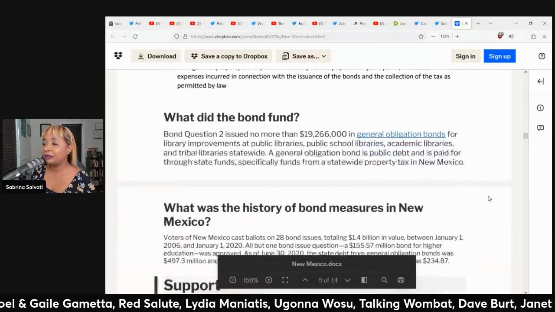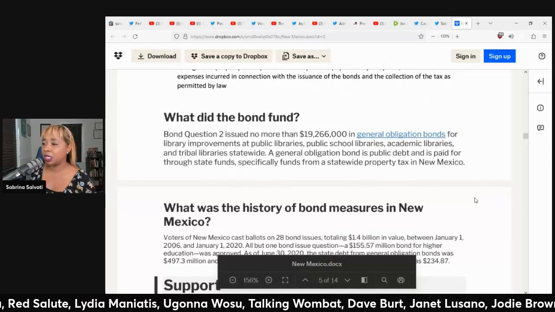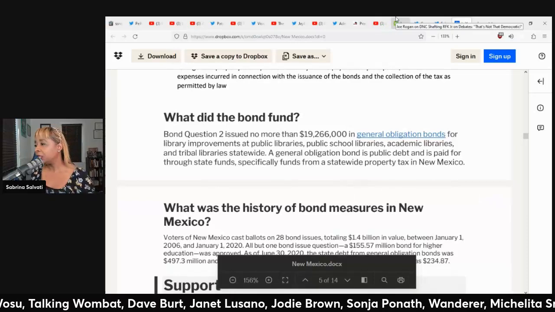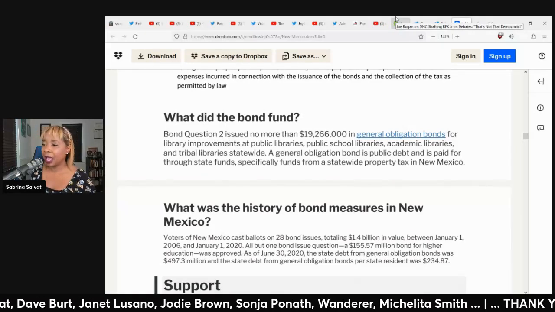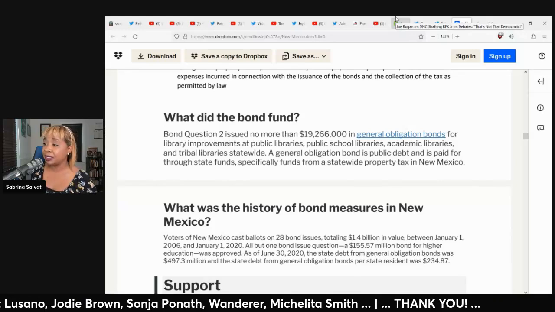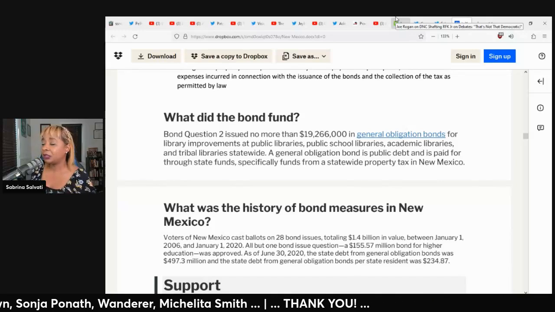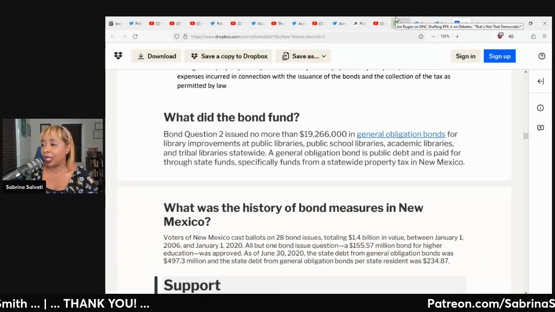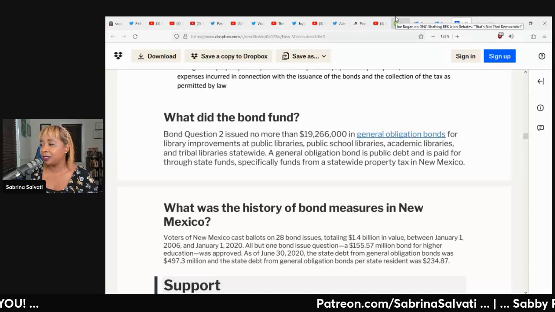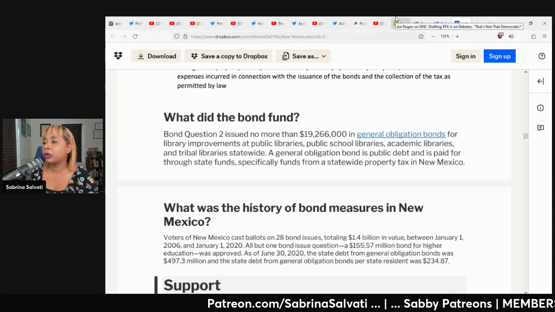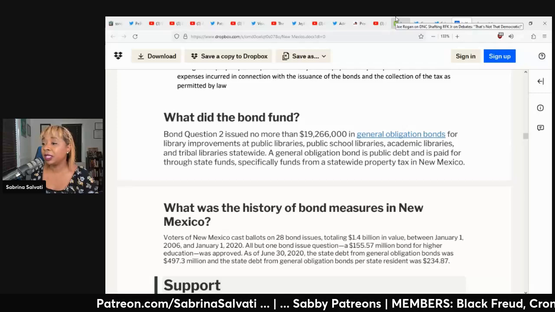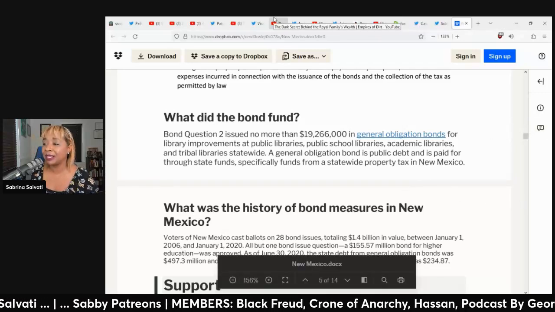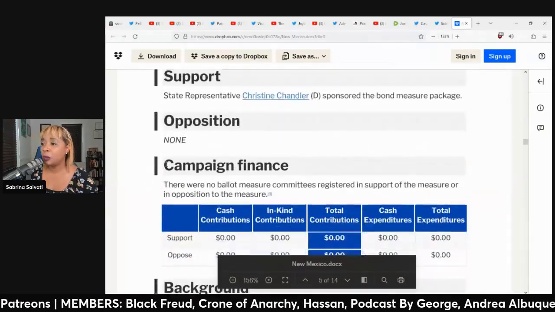What did the bond fund? Bond question 2 issued no more than over 19 million in general obligation bonds for library improvements at public libraries, public school libraries, academic libraries, and tribal libraries statewide. A general obligation bond is public debt and is paid for through state funds, specifically funds for a statewide property tax in New Mexico.